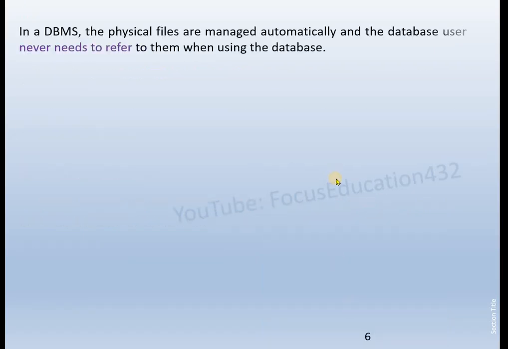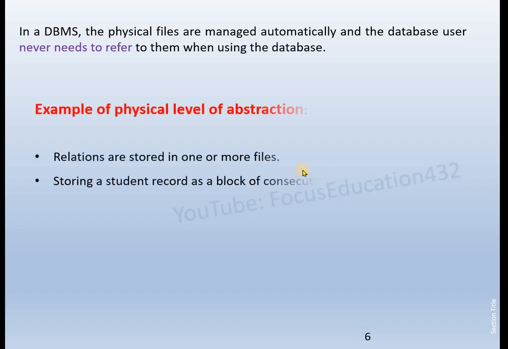Now the examples of the physical level of abstraction. Relations are tables that are stored in one or more files. For example, if we have created a table, it may be a part of one physical file at the disk level, or it may be a part of more than one file at the disk level.